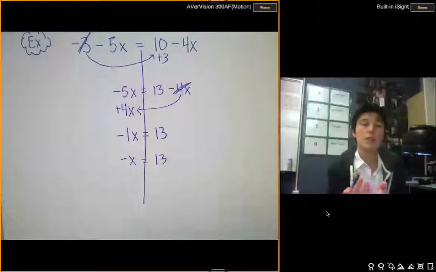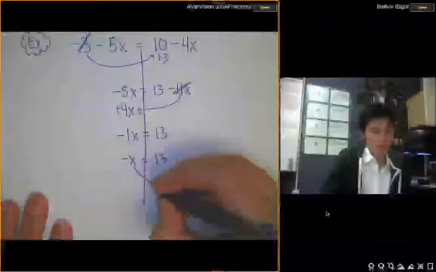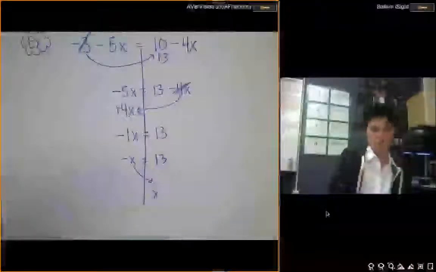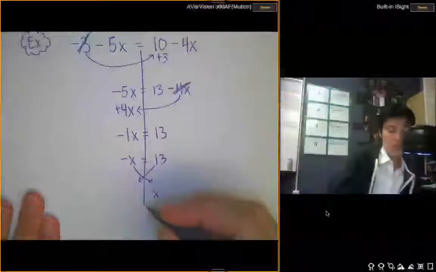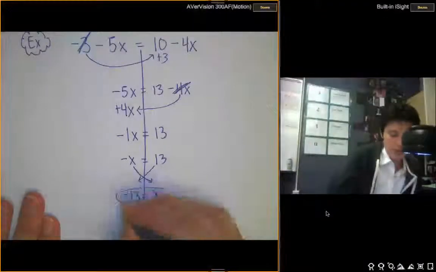So all I really want to do is fix it so I'm not solving for that negative x. I'm going to make it into a positive x over on this side. But if I'm doing that, I'm going to do just like a little flip-flop here. I'm going to move the 13 over to here and make it a negative 13. And negative 13 equals x. And there's my answer.